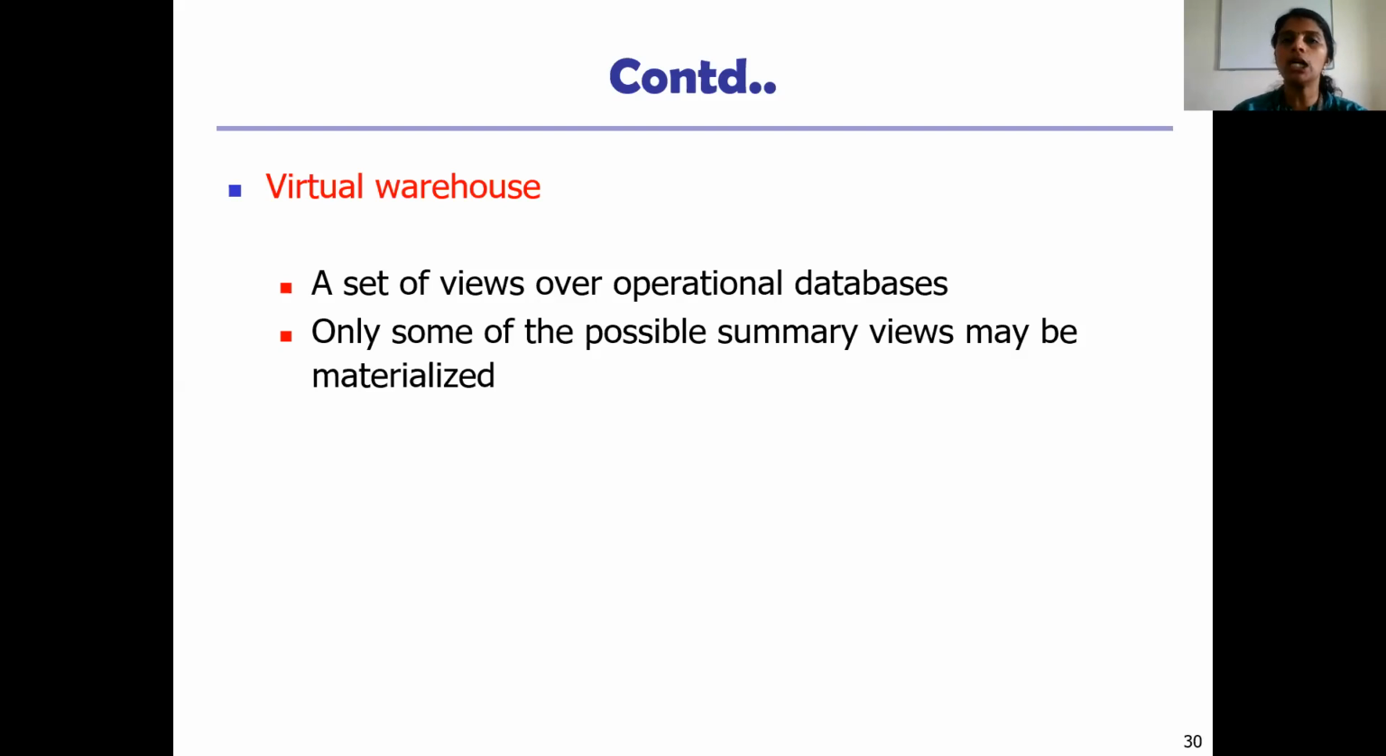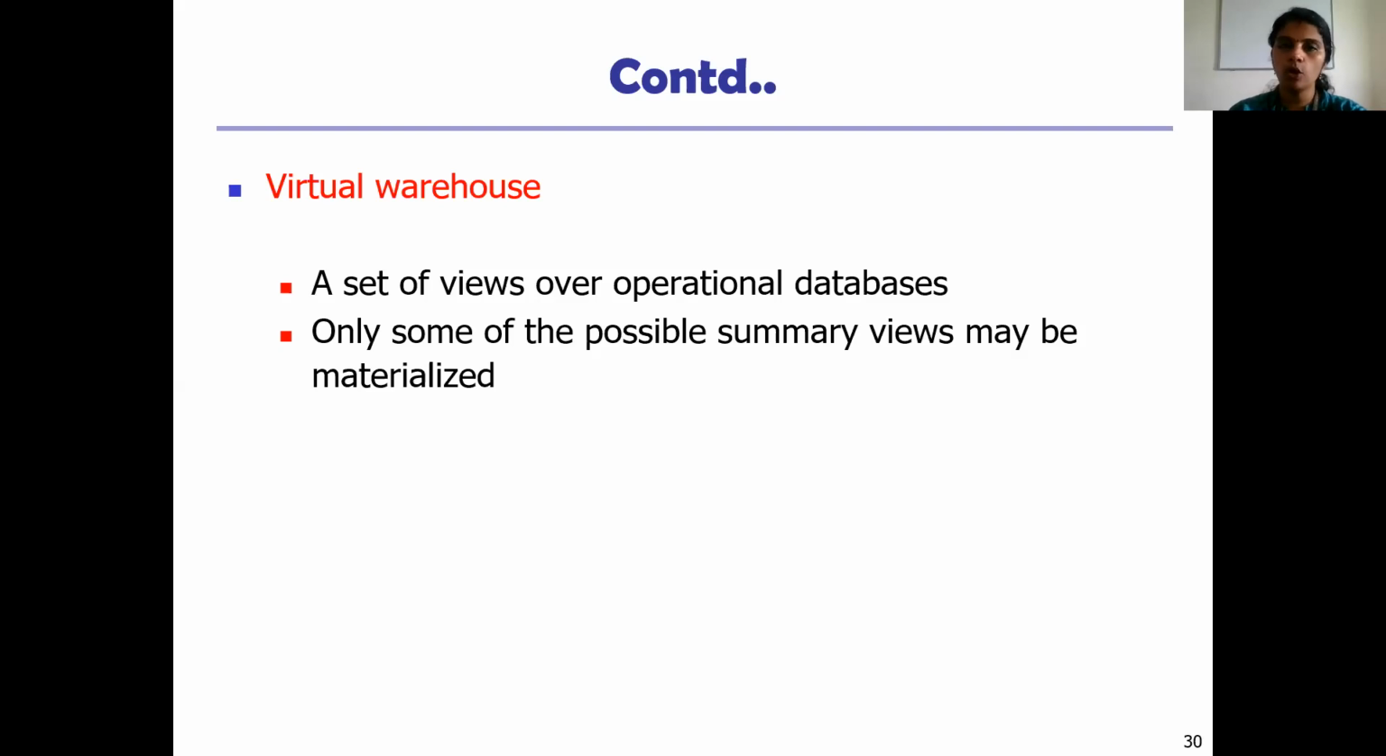The third data warehouse model is the virtual warehouse. From the word itself, you can understand virtual means not real. So here we don't have an actual physical warehouse. Instead, it's just a view over the operational databases. You will just show the relevant data as a view. So only a few views may be materialized. So that is about the virtual warehouse. These are the three data warehouse models.